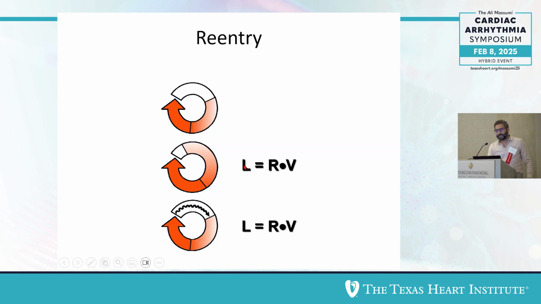So, and this is just to show that length, when we're saying a wavelength, we're talking about the minimum circuit required to sustain this. So wavelength is a multiplication of your refractory period, which is time, times your conduction velocity. And what's velocity? It's distance over time. So time times distance over time is distance. So the refractory period times the velocity is the wavelength.